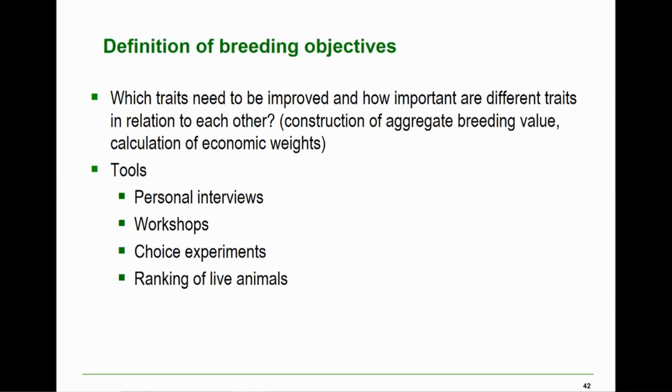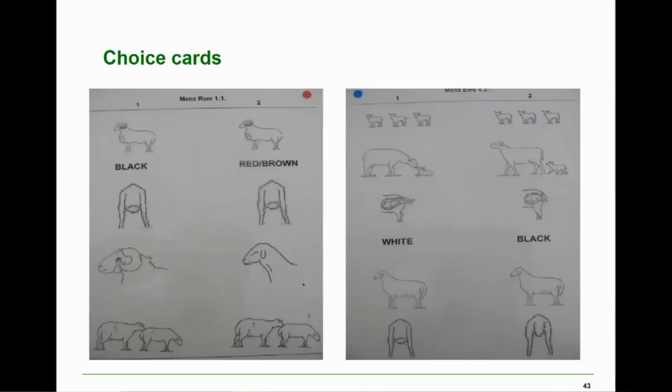And then also there is a ranking of live animals, so somehow to get an impression what is the importance, what is important for the farmers on the spot. So the choice experiments were done mostly by the so-called choice cards. So here you see 2 choice cards on the screen. So these are basically like descriptions of 2 animals.